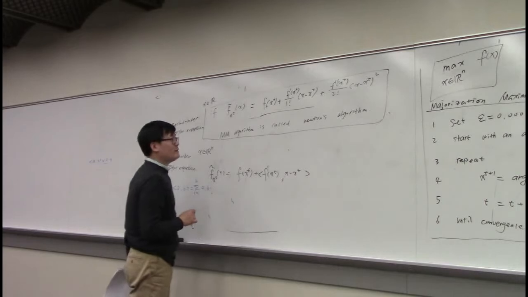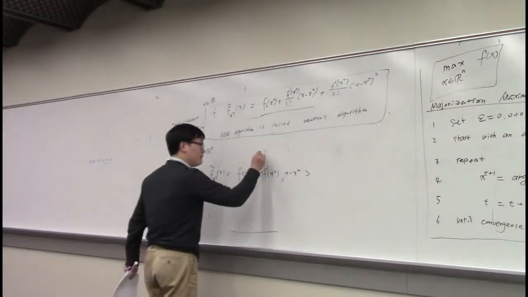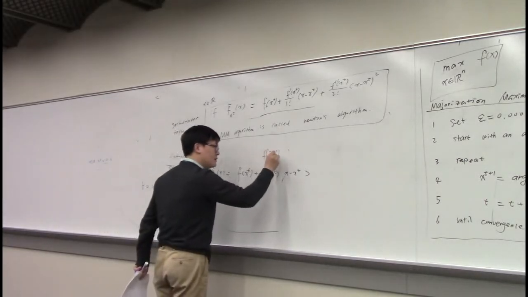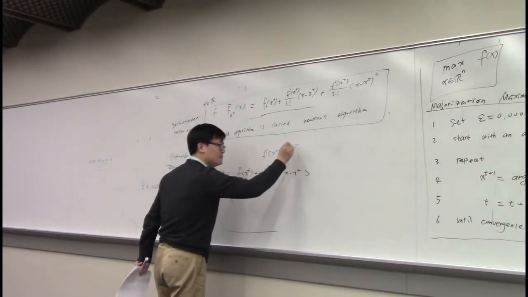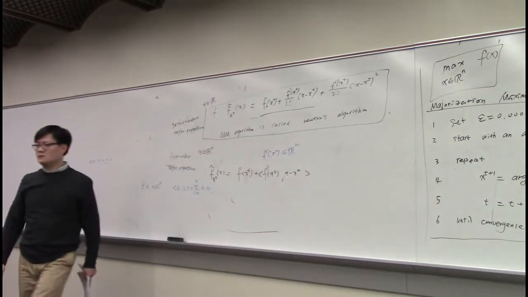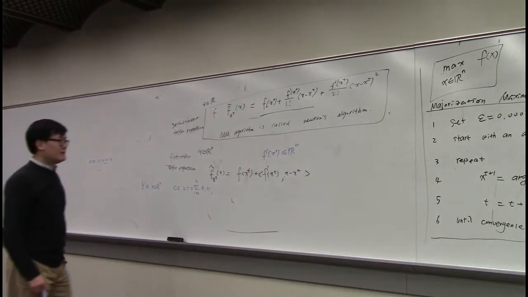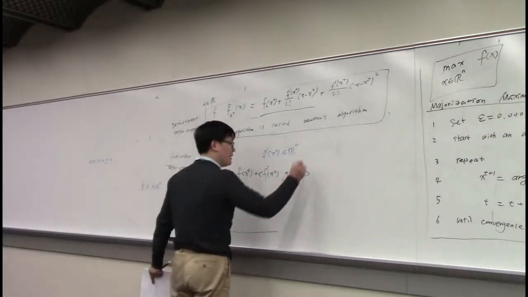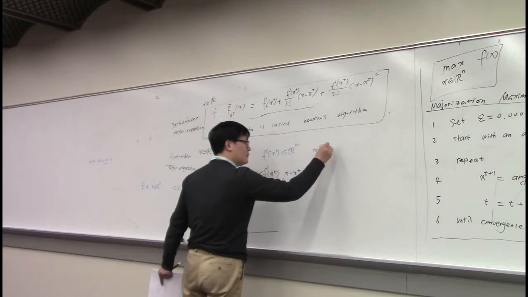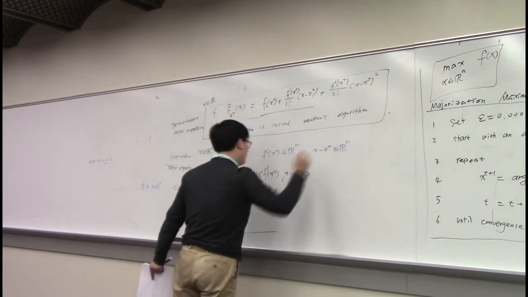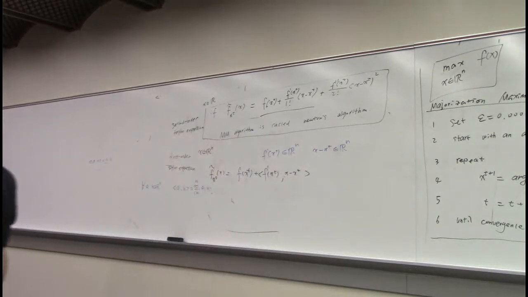Because keep in mind, the gradient of f at x_t belongs to R^n. That is multivariate calculus, so if you do not know it, review multivariate calculus before. And then x minus x_t is also a vector. So we cannot multiply two vectors, that's why we need the dot product.